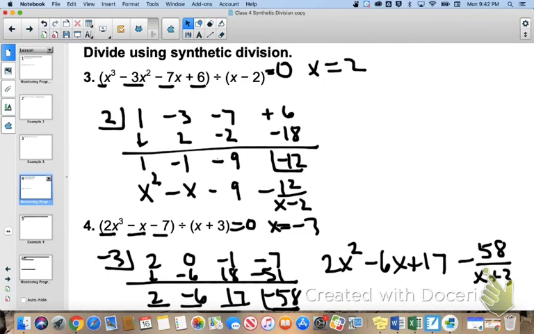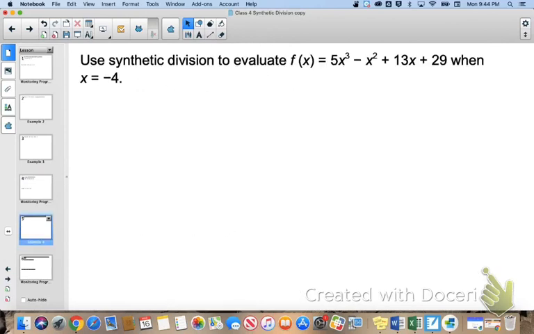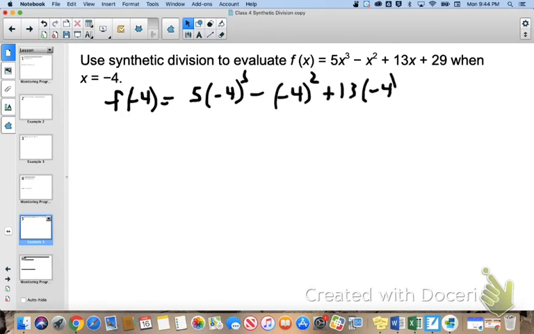All right, so that is what synthetic division looks like. Now, you can do a couple things with synthetic division. Okay, first off, you can use synthetic division to evaluate f of x when x equals negative 4. Now, we could just find f of negative 4. That means we're going to have to do 5 times negative 4 cubed minus negative 4 squared plus 13 times negative 4 plus 29. Go ahead and plug that into your calculator. You end up with negative 359, and that takes you a few minutes to do on your calculator.